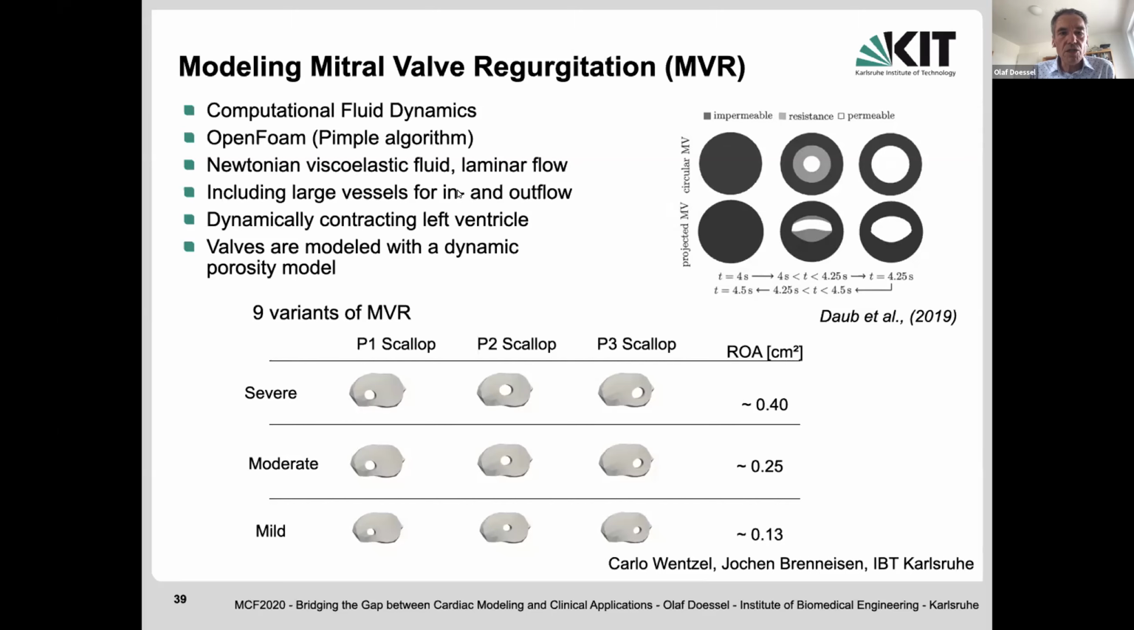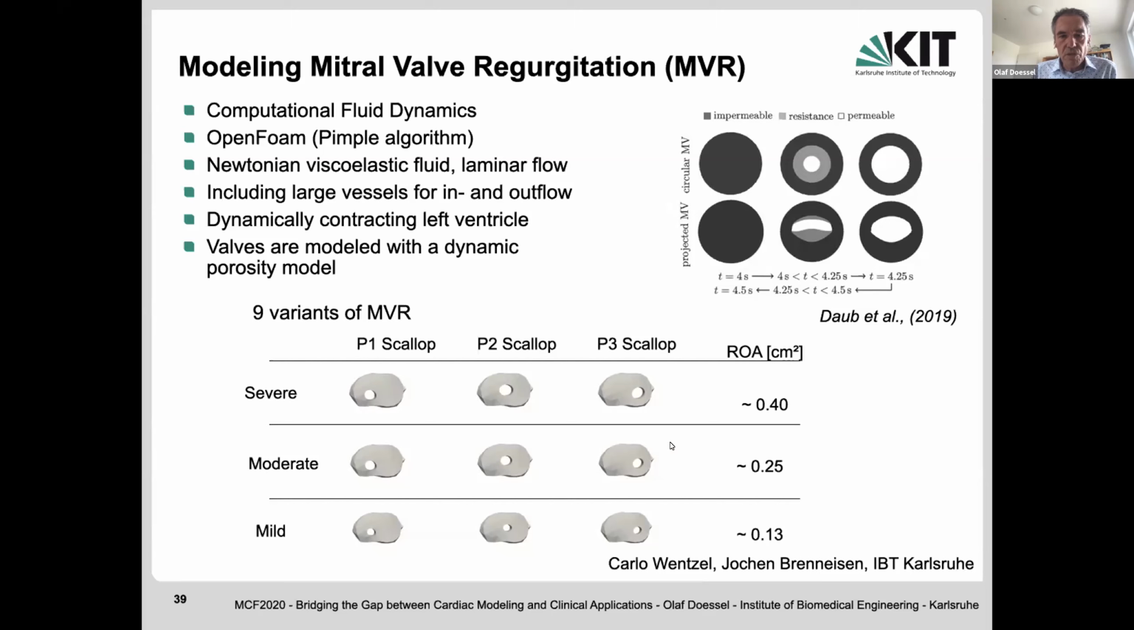We include the large vessels in the in- and outflow tract, and we use our dynamically contracting left ventricle, which you have seen from our elastomechanical modeling. And the valves are modeled with a dynamic porosity model. And you have seen similar approaches like that in other talks, where, of course, modeling the valve with a dynamic porosity model is not as precise as in reality, but it makes calculation time much faster.